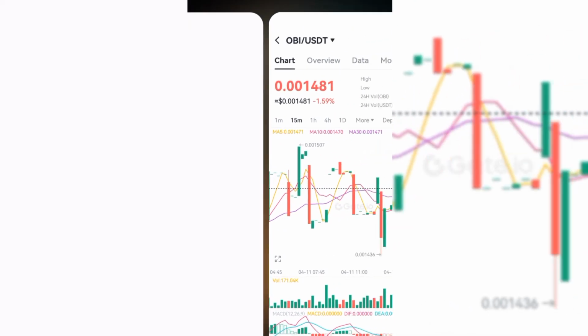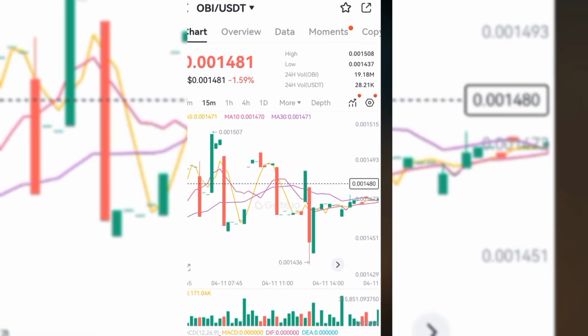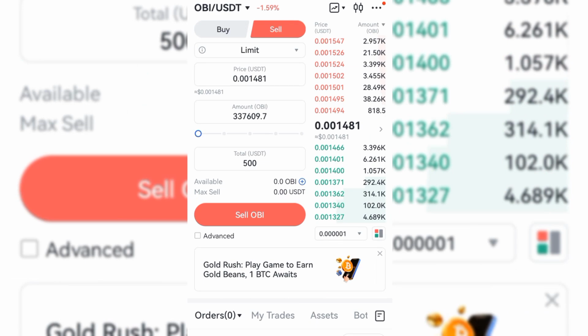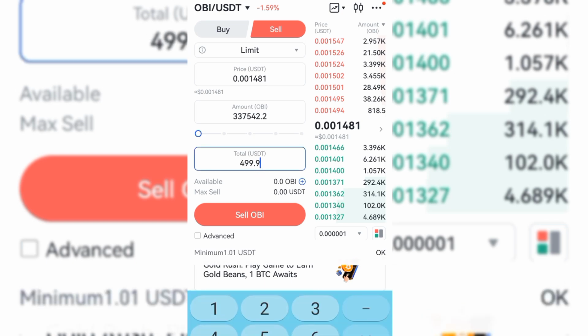Now they have said that we should purchase on the exchange where it is lower. Now imagine we have about $500 to purchase at this particular price. So if we purchase Obi at this particular price with $500, we are going to get about 337,609 worth of Obi.